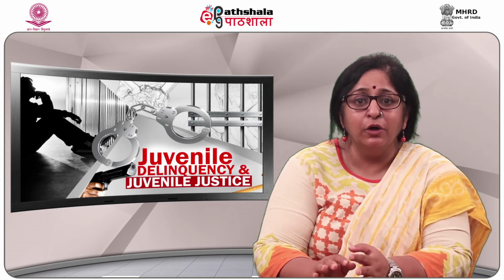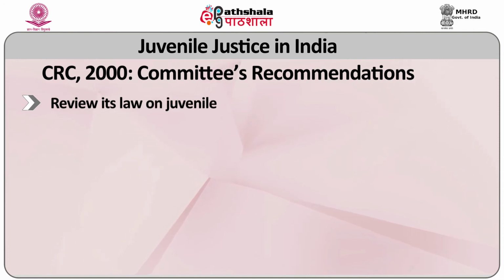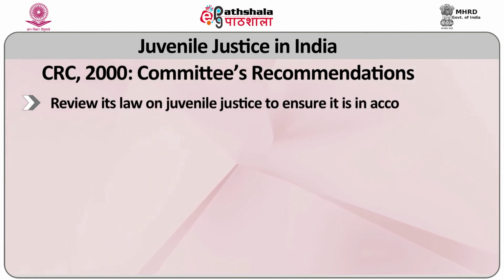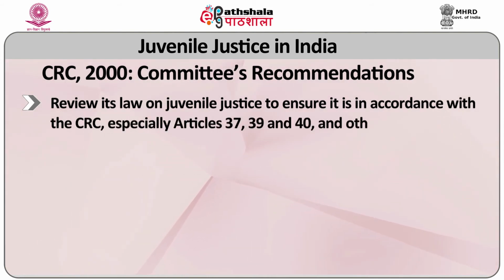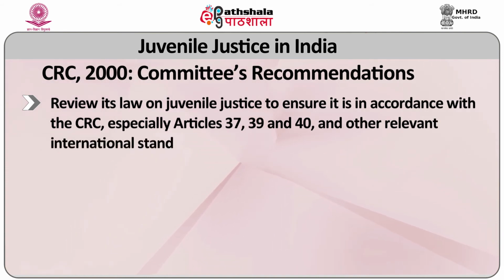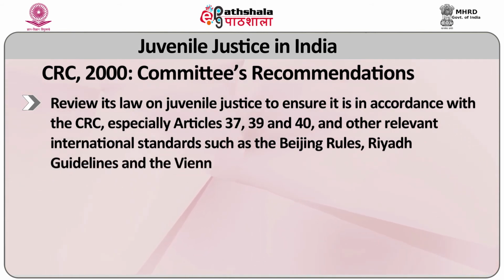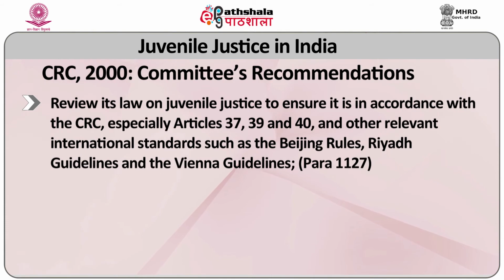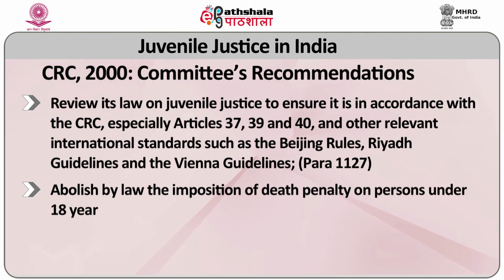The committee made the following recommendations. 1. India should review its law on juvenile justice in order to ensure that it is in accordance with the CRC, especially Articles 37, 39 and 40 and other relevant international standards such as the Beijing Rules, the Riyadh Guidelines and the Vienna Guidelines. Second, the committee suggested that India should abolish by law the imposition of death penalty on persons under 18 years of age.